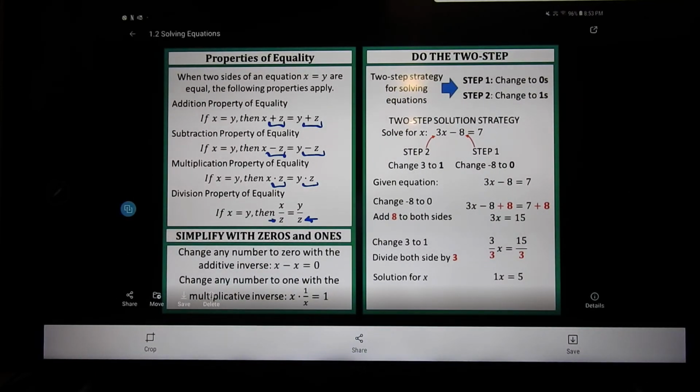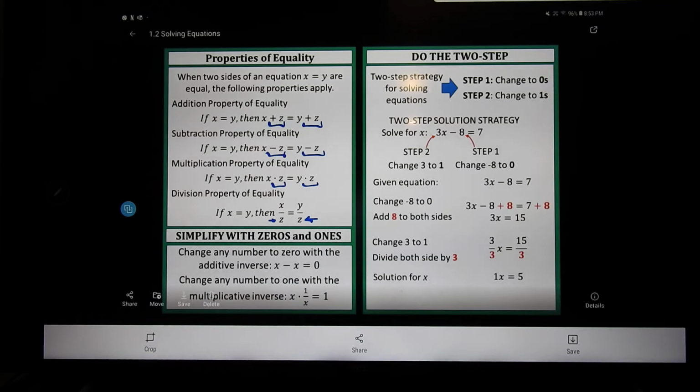The other thing we're going to see is that you are not making things disappear. You are not changing things and eliminating them. You are doing one of two things mathematically. You are changing something to a 0 by using the additive inverse, or changing a number to a 1 by using the multiplicative inverse. All right, so this is a pretty simple idea.